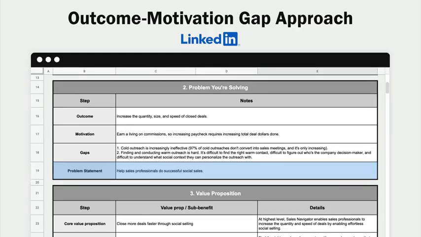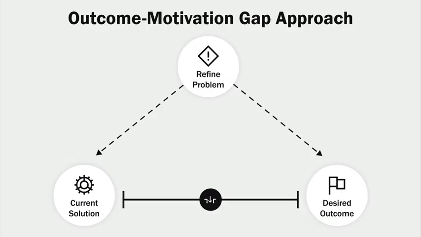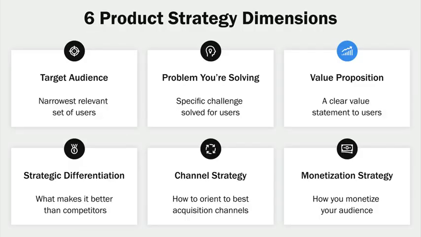Since LinkedIn knows they're really trying to help salespeople get more closed deals via warm selling, they can refine their problem to be help sales professionals operationalize social selling best practices. To recap, developing a deep understanding of the problem you're solving requires you to think deeply about the end outcome you're solving for, and not just the immediate challenge you're tackling. To develop this understanding, we introduce the outcome motivation gap approach. In the next lesson, we'll cover how to get to a deep understanding of your value proposition.